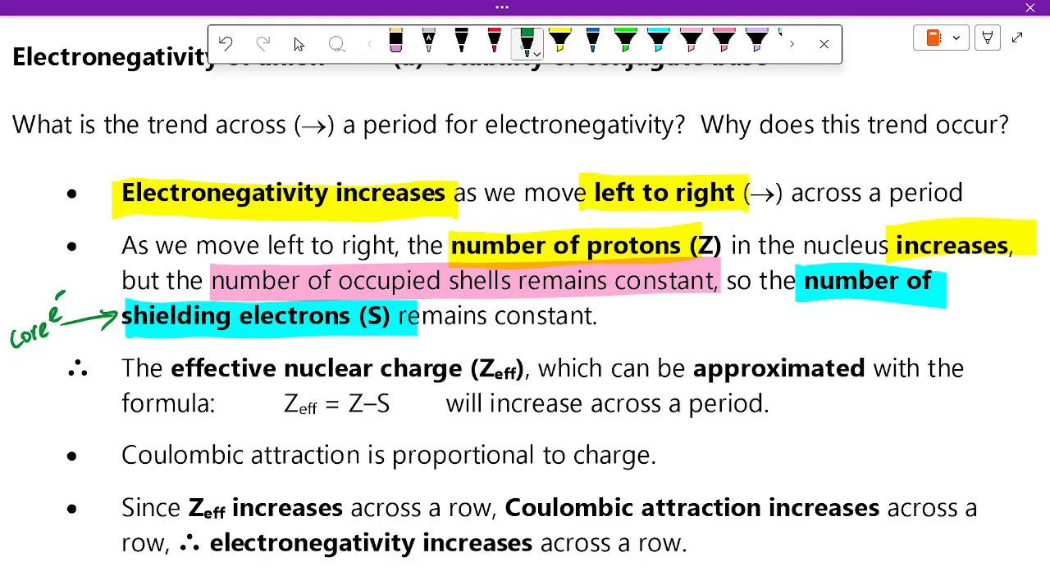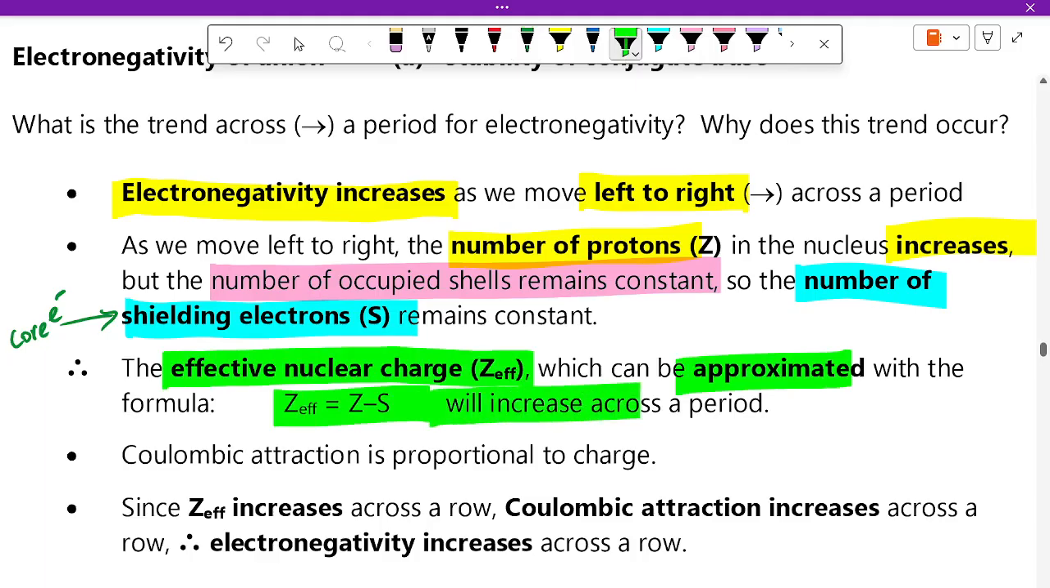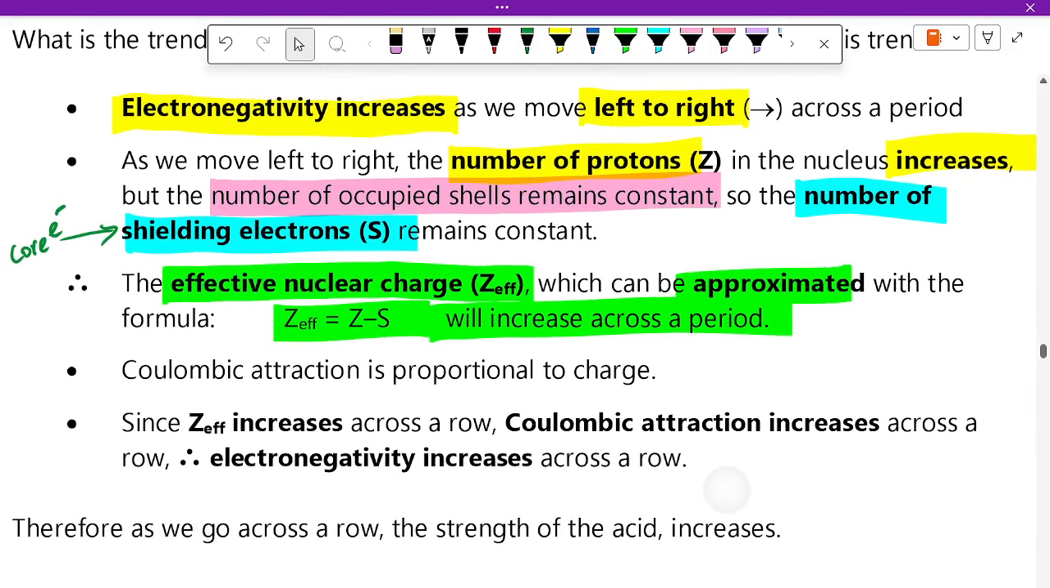Okay, so the effective nuclear charge, which can be approximated as Z minus S, will increase across a period. Coulombic attraction is proportional to charge.